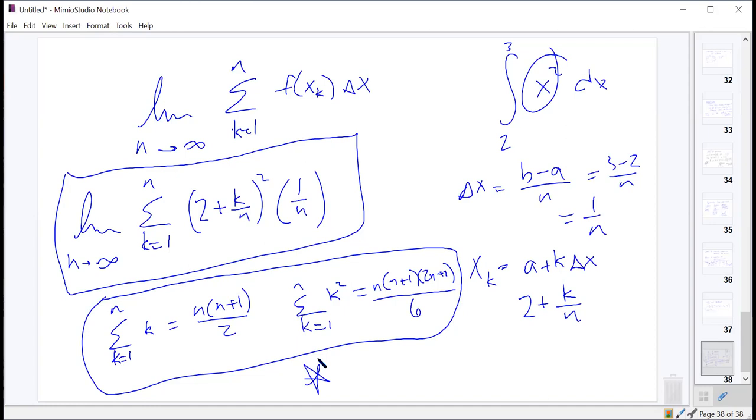Good with that? Any questions there? You all feel like you could do that? If you know these formulas, you should be pretty good in order to write out that Riemann sum as a limit.